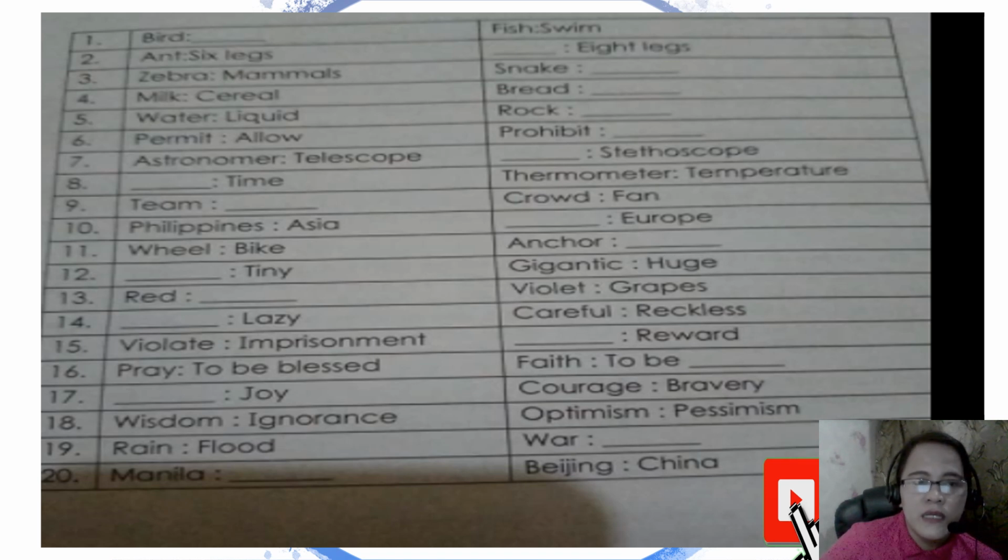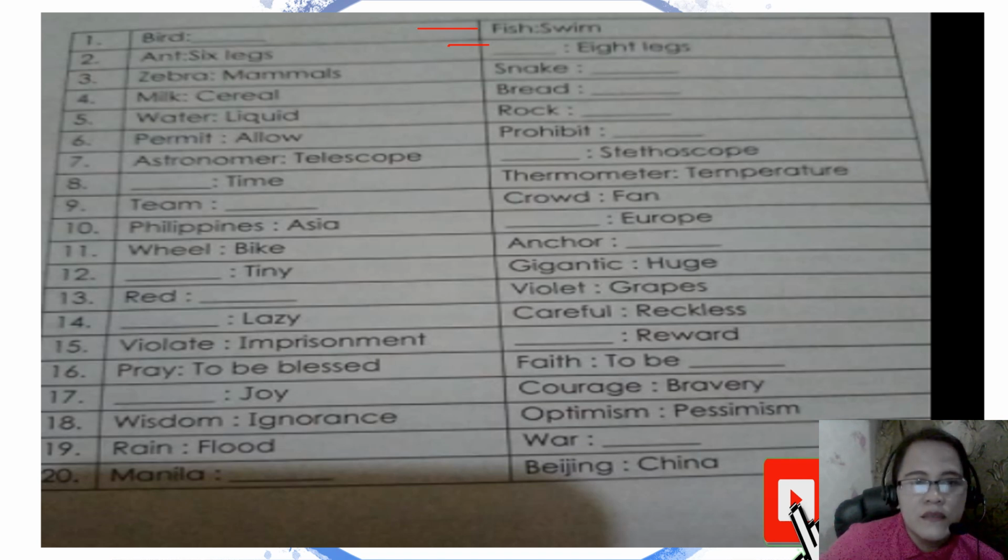Bird is to blank. Fish is to swim. Obvious naman, ang ginagawa ng fish ay nagsuswim. Ano kaya ginagawa ng bird? Ant is to 6 legs. Meron daw 6 legs ang ant o ang langgam. Blank has 8 legs. Ano kaya yung may 8 legs na yan? So, walang choices, di ba?